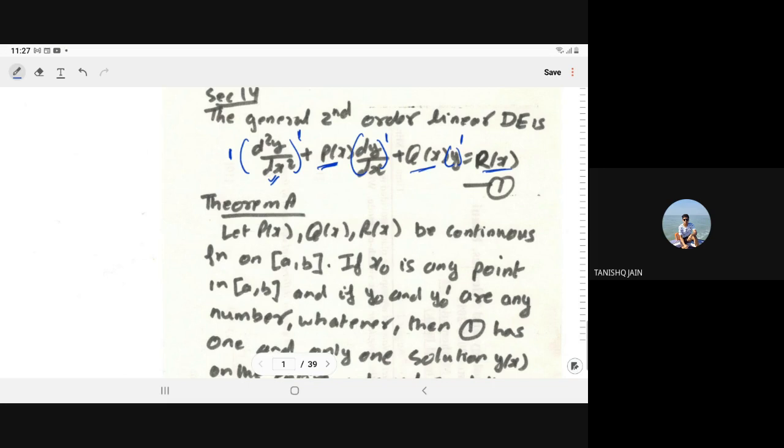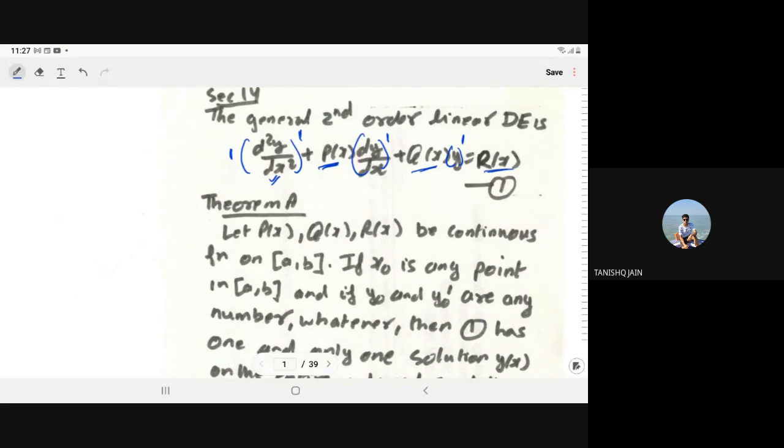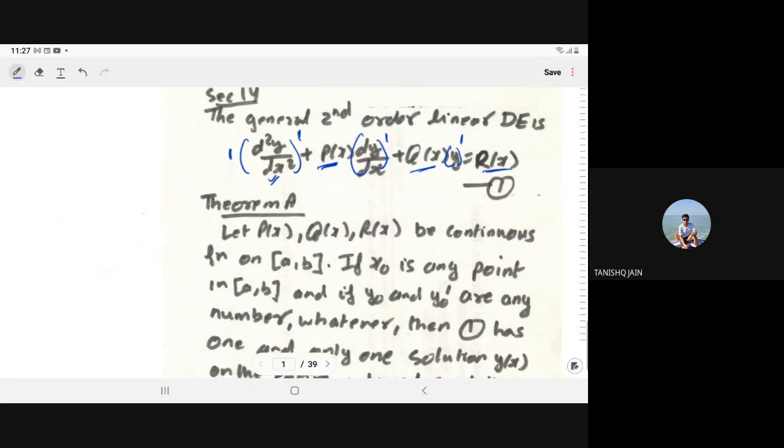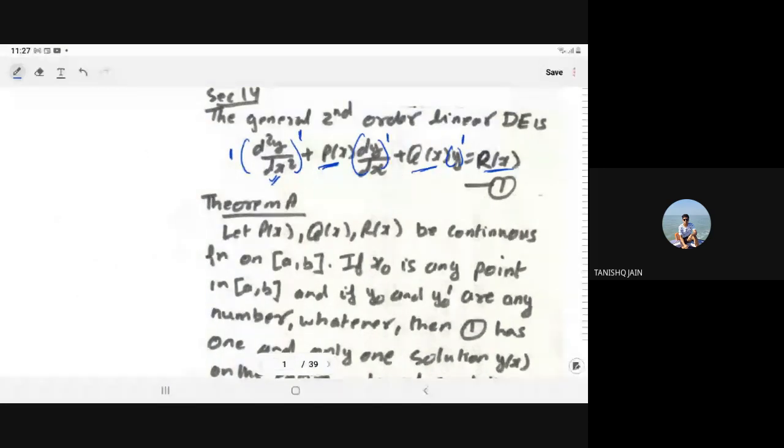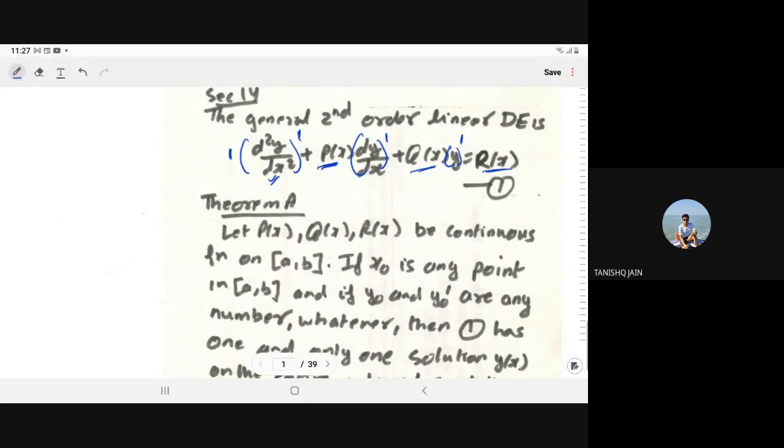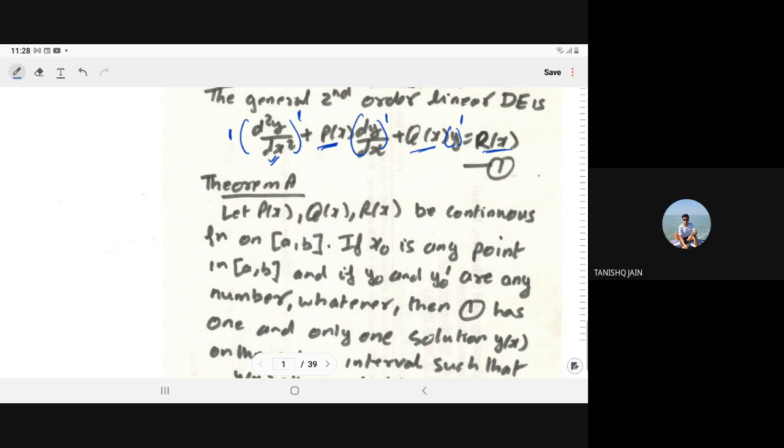So the standard general second order linear differential equation will be d2y upon dx2 plus px dy by dx plus qx y is equal to rx. In this, we will study how to determine the solution. For that purpose, we have a few theorems. In section 14, we have three theorems, and in the next section, section 15, we also have some theorems to understand how to write the solution.